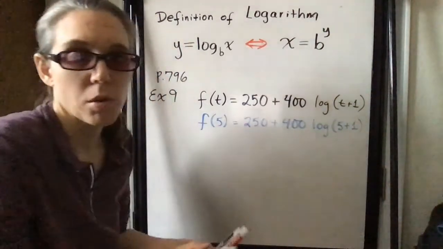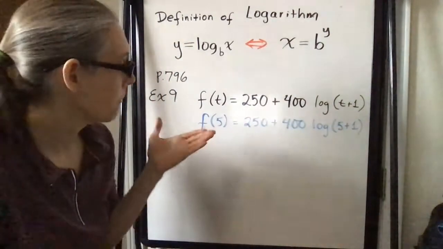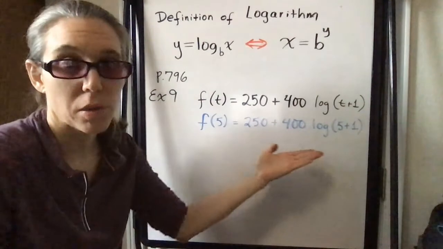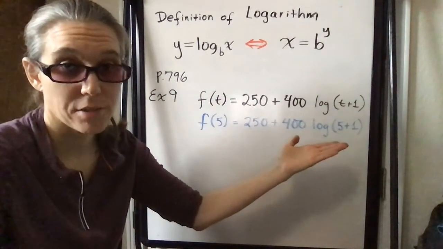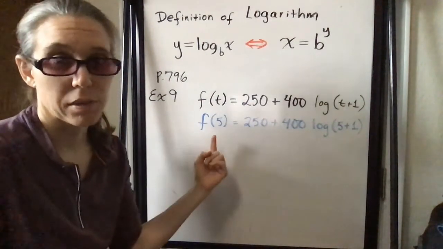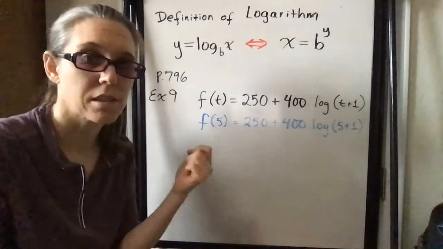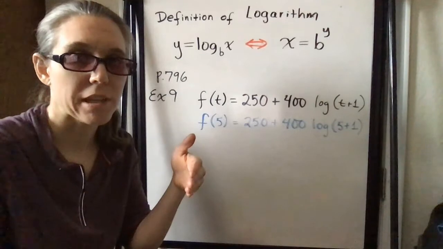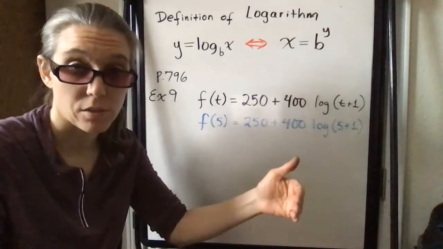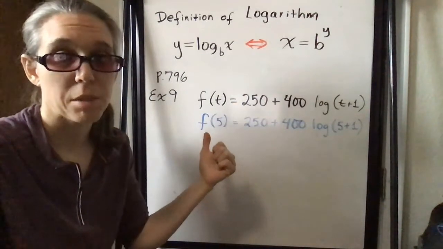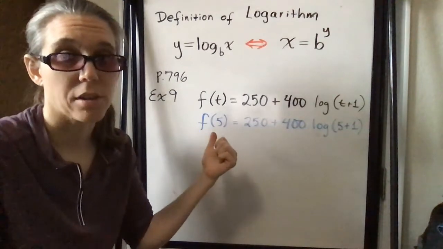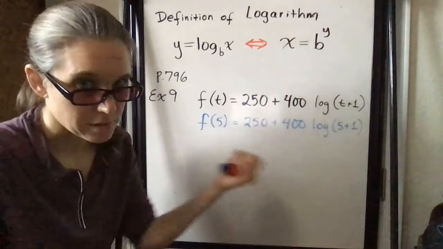So this is what you do for self-check 9, is you're going to write out the equation that is given to you, the catfish equation, and you're going to replace t, time, with the number 3, because in self-check 9, you want to know how many catfish are in the pond after 3 years. In example 9, it's how many bluegill are in the lake after 5 years. But either way, it's the same type of problem.